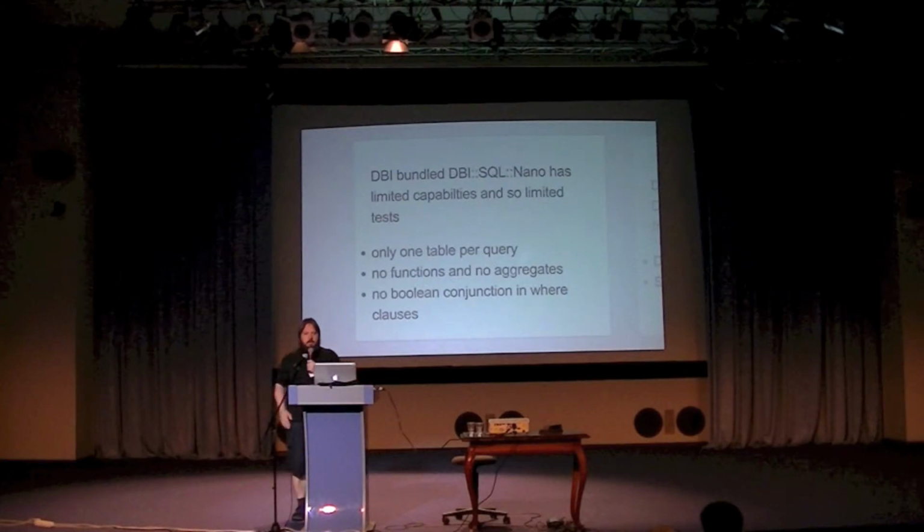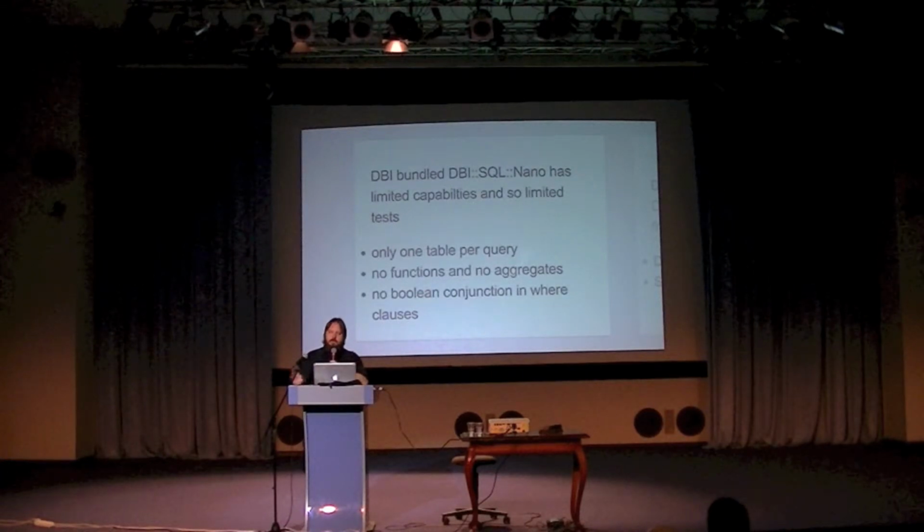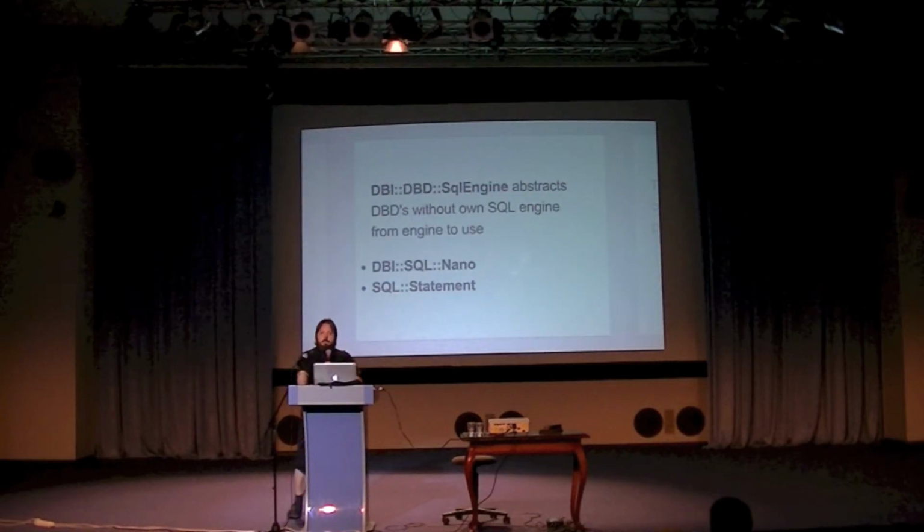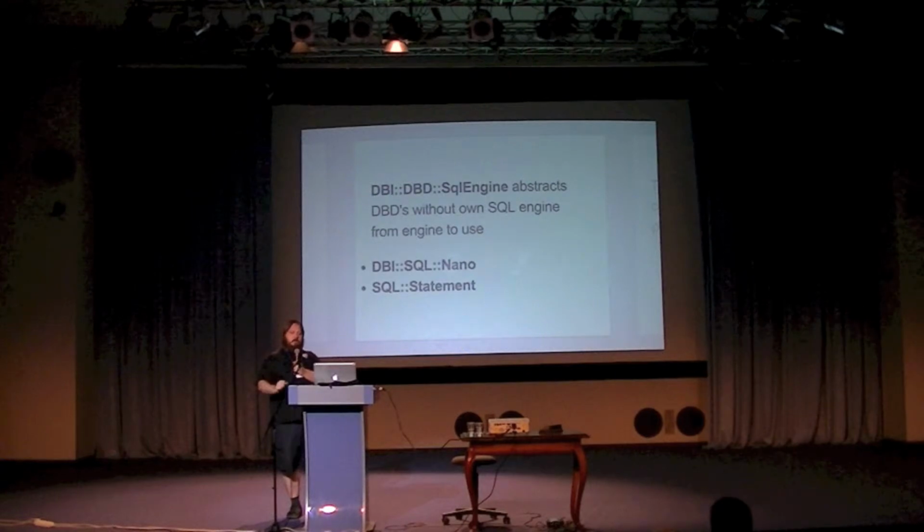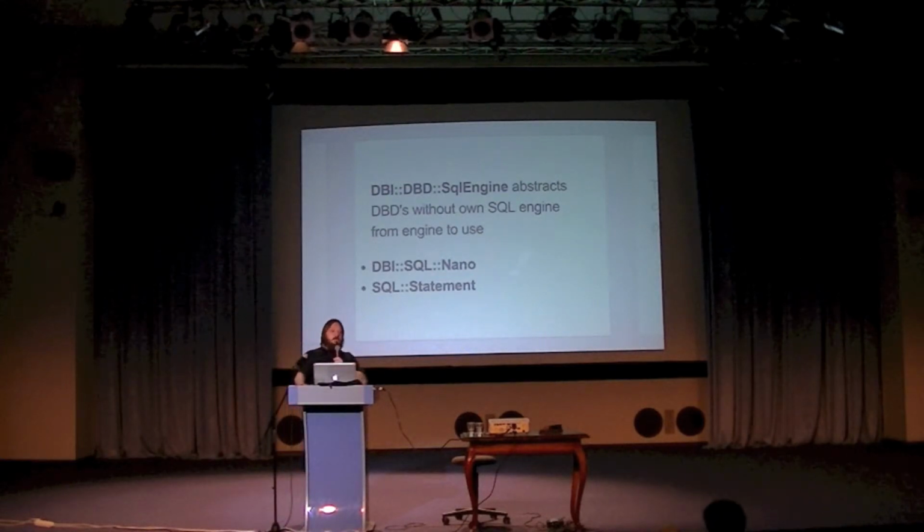Of course, DBI is large, but not so large. We have only a small SQL engine called SQL Nano. It has its limitations. So the DBM coming with DBI, without SQL Statement, can only have one table per query. But you can install the plugin SQL Statement, and then you can use more tables. You can use joins, you can use limit, having, group by, and so on.